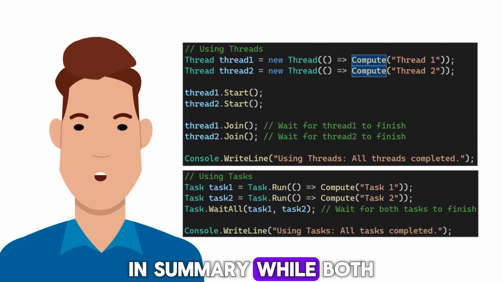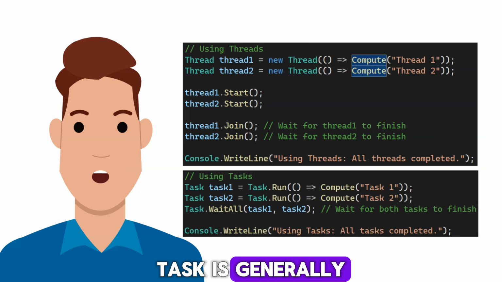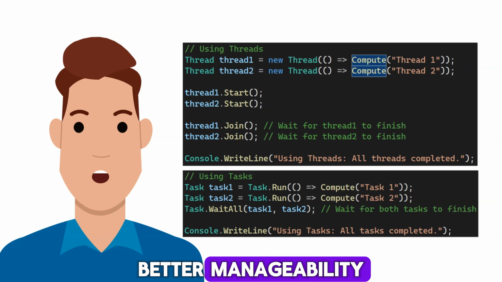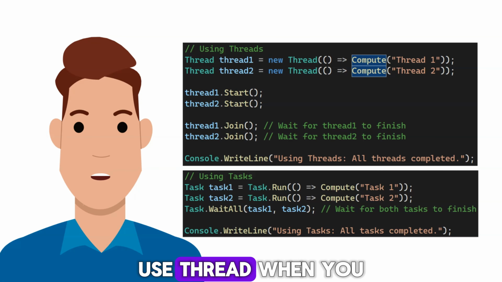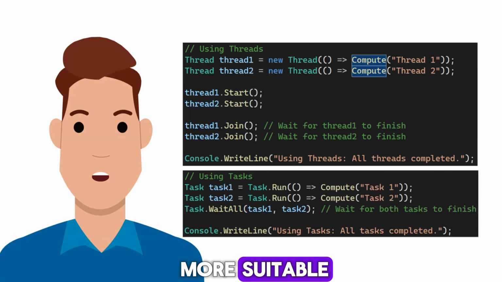In summary, while both task and thread can be used for concurrent programming in C#, task is generally preferred in modern C# development due to its higher-level abstractions, better manageability, and improved support for asynchronous and parallel operations. Use thread when you need low-level control or in specific scenarios where its characteristics are more suitable.